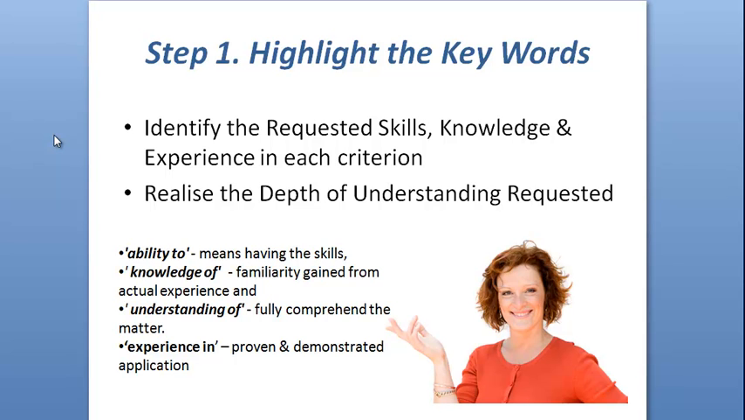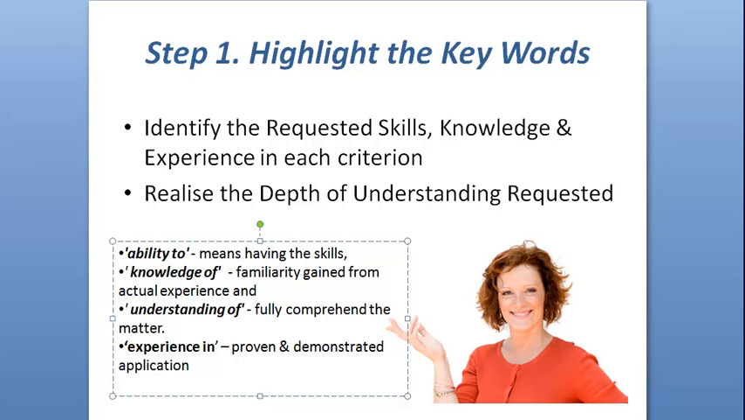Sometimes they're written a little bit difficult, like it's hard to read, it's hard to interpret. So what we're going to do is really get a strong sense for what they actually want, and then understand the depth of knowledge that they want. Sometimes they might just want you to be familiar with something, or they want you to have proven experience in something. So these four things here: ability to, knowledge of, understanding of, and experience in, are all different levels of competency, really. So let's go as an example.